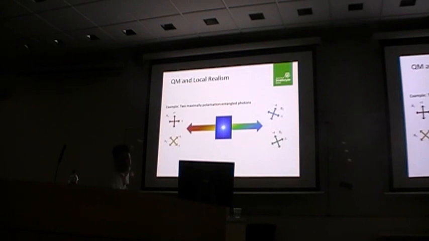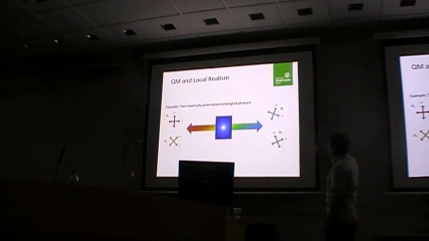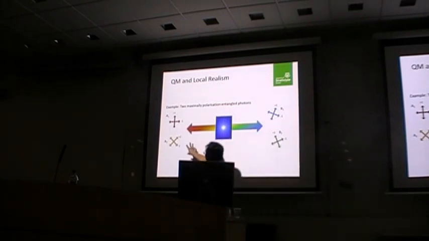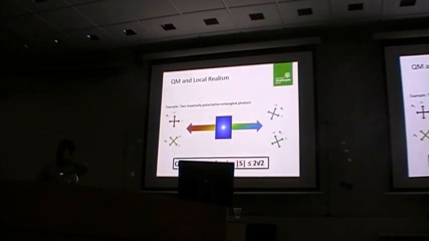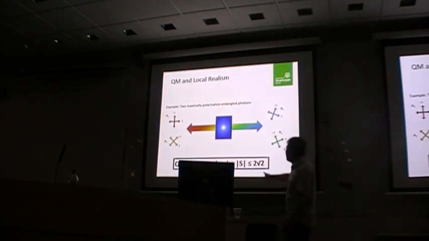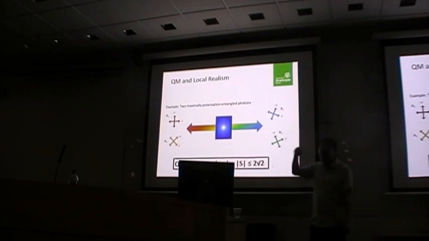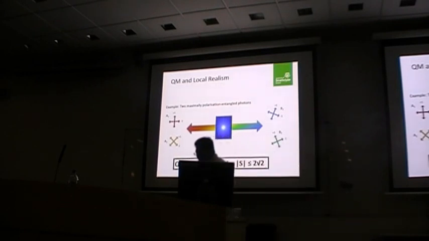So what we have here is that Alice can either measure in, say, a horizontal-vertical basis, or she can decide to measure in the plus or minus 45 degree basis. And Bob can measure in polarization directions which are 22.5 degrees different from Alice's. When people actually do the experiment, they find an S value very, very close to 2 root 2, which is the maximum that quantum mechanics allows. So this is 2.8 something compared to 2, and you can't mistake 2.8 for 2.